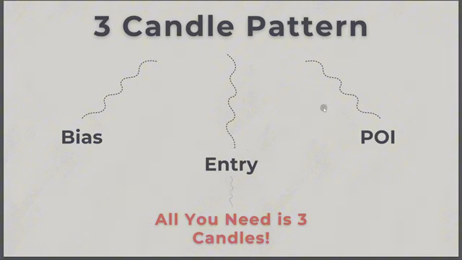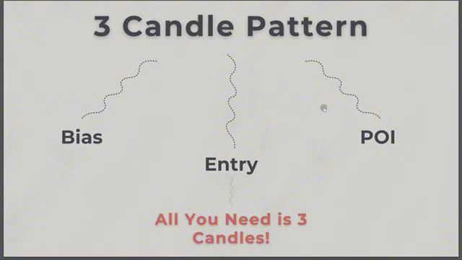So there are multiple ways to take advantage of this 3 candle pattern. But at the end of this video, you're going to know that those 3 candles can do a lot for you. We're going to go into much detail: how to find the bias, how to find the POI, and then examples on how to execute entries on the higher time frame and lower time frame, and the relationship between them.